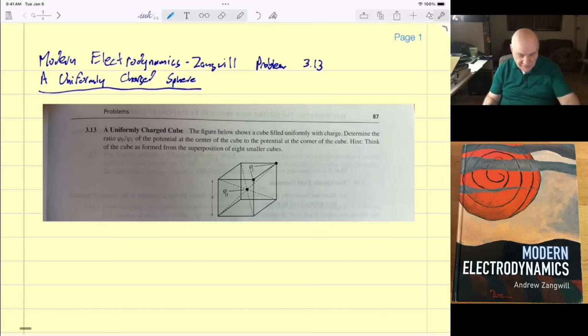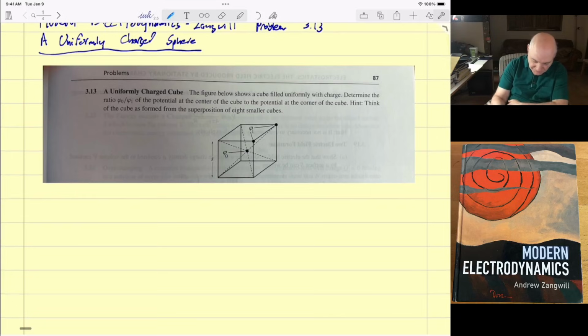In the answer solution, which I looked at after I solved it, Zangwill mentions that it's a problem that's also in Purcell's book, second edition. So I think he copied the problem. Anyway, just from reading the problem, there's a problem with the problem.